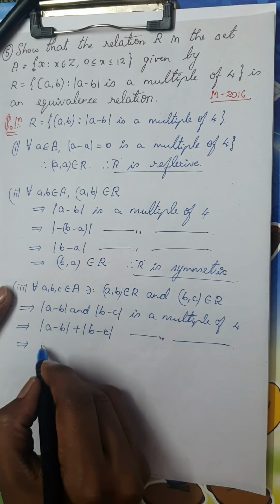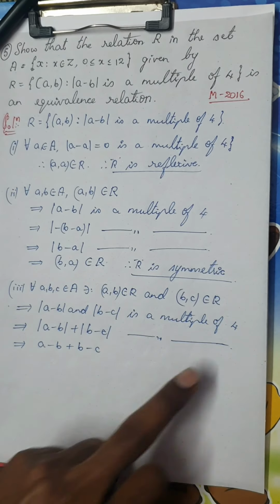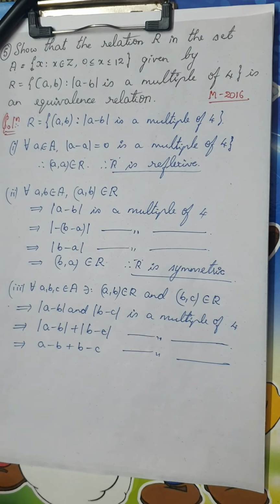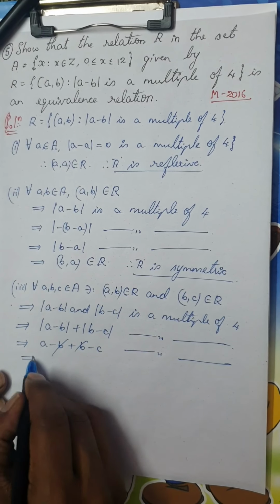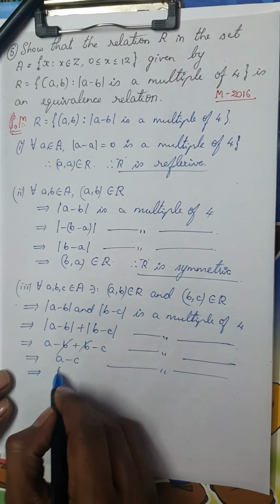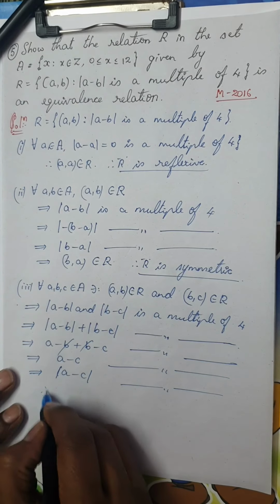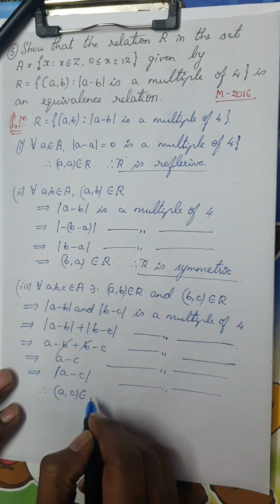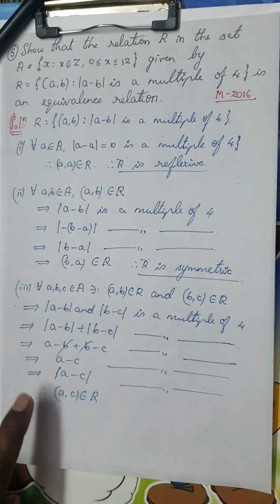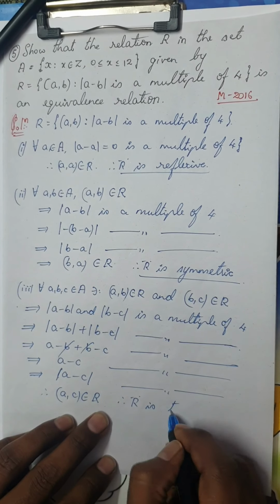That implies you take the general A minus B plus B minus C. If the modulus is a multiple of 4, then even if you take away the modulus, it is a multiple of 4. Now plus B and minus B get cancelled. I will get A minus C is a multiple of 4. If A minus C is a multiple of 4, modulus of A minus C will again be a multiple of 4. Therefore, I will get (A, C) belongs to R. Started with (A, B) belongs to R and (B, C) belongs to R, ended with (A, C) belongs to R. Therefore, I will write R is transitive.